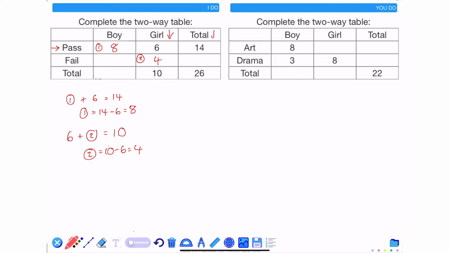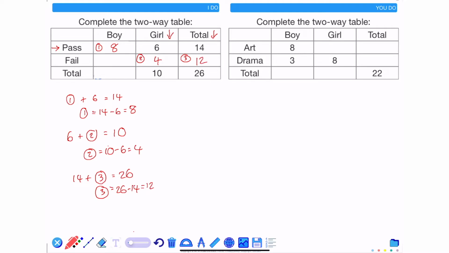Looking at the total number that passed and failed, I can work out missing point number 3, because 14 plus the total number that failed has to equal 26. So the total number that failed is 26 minus 14, which gives me 12.